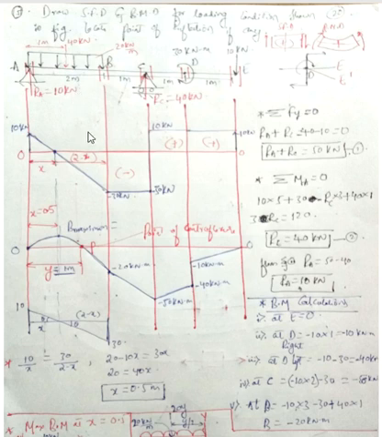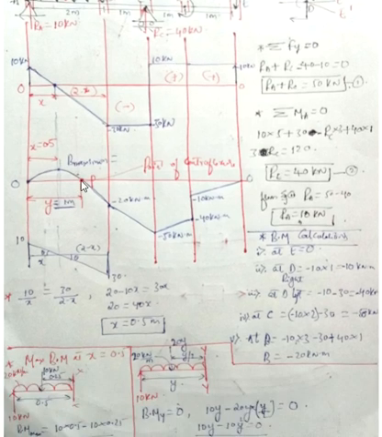Now one more step we need to do is the calculation of the point of contraflexure or point of inflection. What is the point of inflection? It is a point where the bending moment is 0. That is this point. If you look at the bending moment diagram, here the value of bending moment is 0. It is going from positive to negative or negative to positive. So I need to find the distance of this point P.